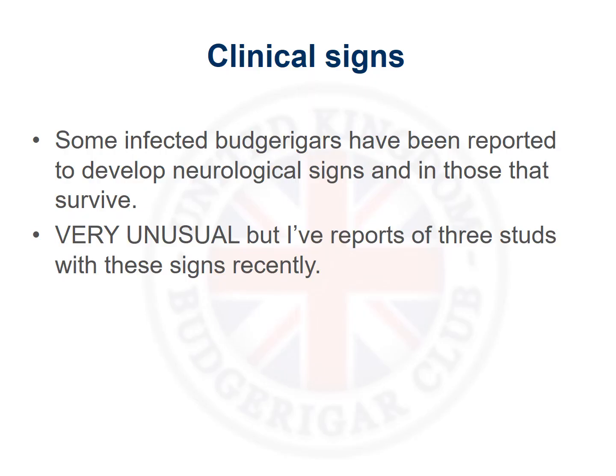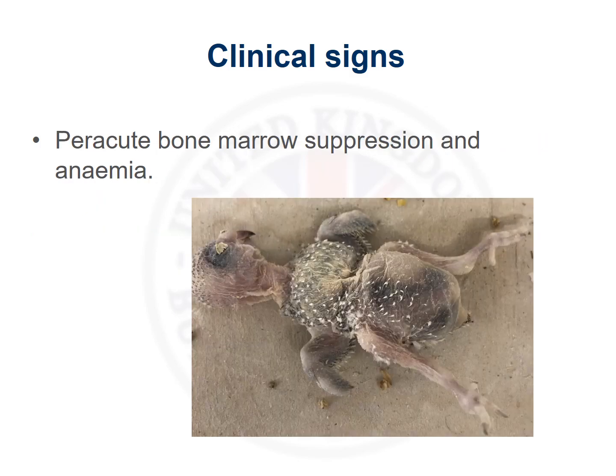We do get neurological signs with this condition. I've seen 3 cases of late, which is unusual. We don't really see that often, but you do get it. It is a systemic infection. And we also will see peracute bone marrow suppression and anemia in individuals, and this can happen within hours. You'll have a bird that will be fine 1 minute and literally go anemic and die within 6 to 12 hours. You really can see quite an acute change on that.